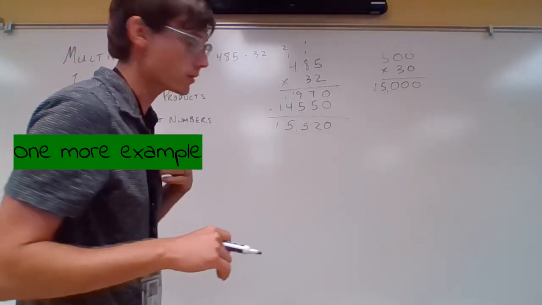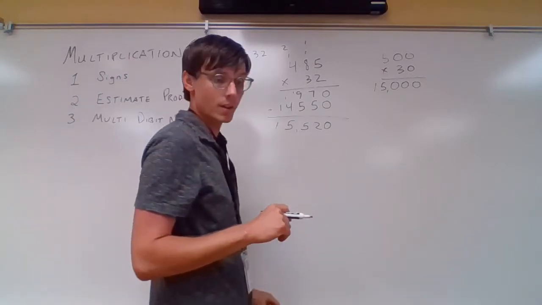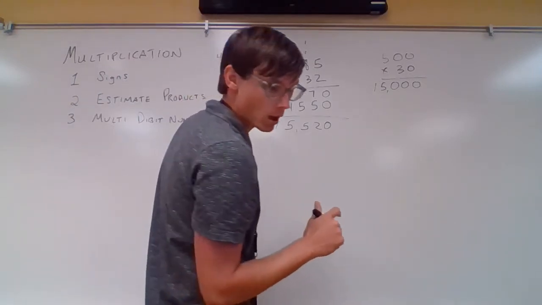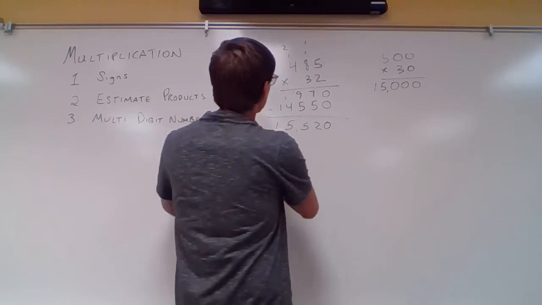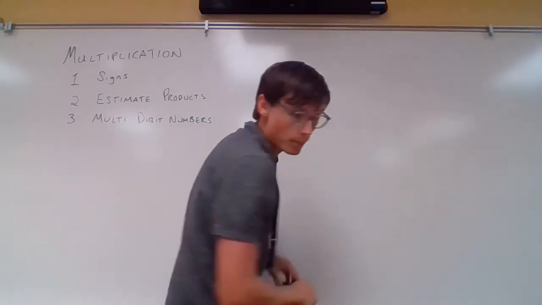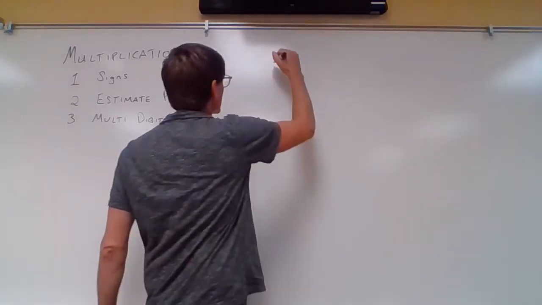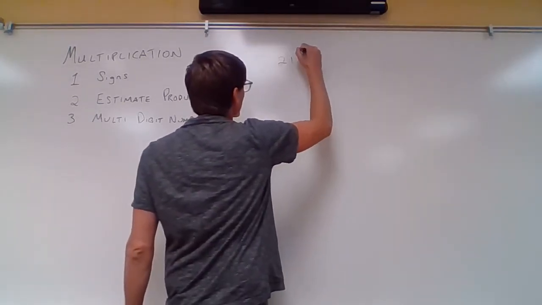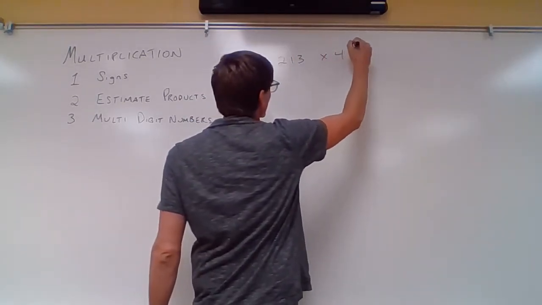Okay, let me do one more example of multi-digit multiplication, and I'll let you go there. And then if you have questions, you can always email me or come see me if that's possible. All right, so let's try another one here. 213 times 49.